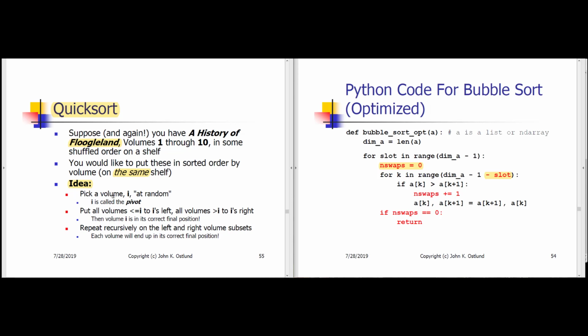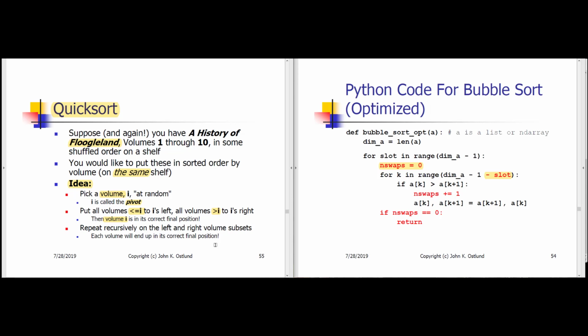In order to sort the volumes, just pick one at random, and that one will be called the pivot. Then organize all of the other volumes so that volumes that are less than or equal to the pivot are to the pivot's left, and volumes greater than the pivot are to the pivot's right. If you've done that, then the pivot itself has to be in the correct location. Everything to the pivot's left is less than or equal to I. Everything to the pivot's right is greater than I, and so that means that volume I has to be in the correct spot.